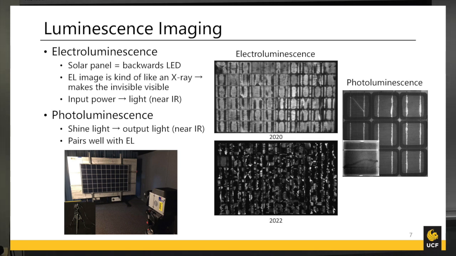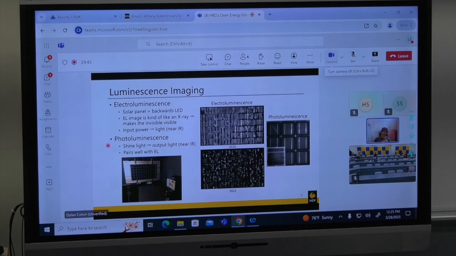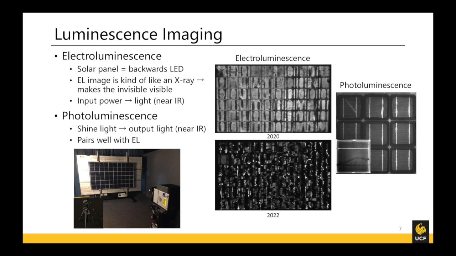Photoluminescence is similar, since you just shine light and you get light out. But each technique can show some different things. With electroluminescence imaging, there's power going through it, so those resistances manifest. By comparing electroluminescence and photoluminescence, you can start decoupling some defects between the two.